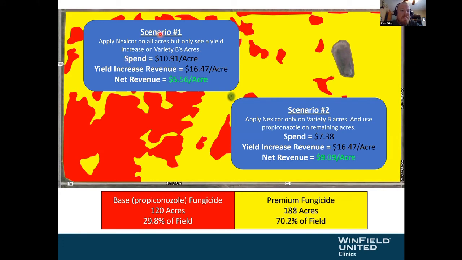That's where the scenario is. So say we applied Nexicor on all these acres. We knew that the yellow areas were going to get our best return, and this is what we saw for net revenue. But if we only applied Nexicor on these yellow areas versus the entire field, we were spending less on that, and we were seeing just a little better return. So just another way to look at this.